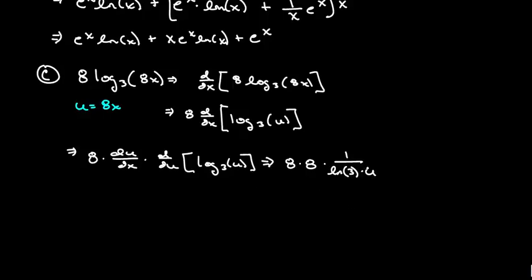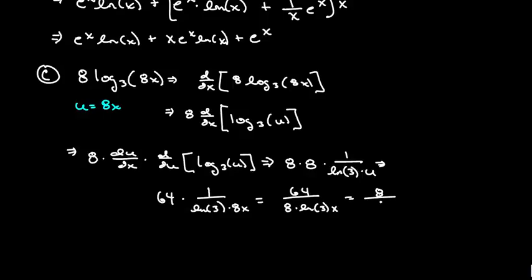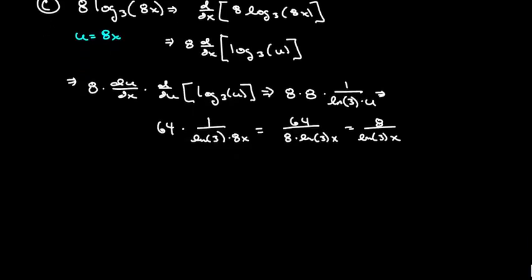Okay, and so this is equal to 64 times 1 over the natural log of 3 times, now u is 8x. So this gives me 64 over 8 times the natural log of 3 times x, which gives me 8 over the natural log of 3 times x, like that. Now that's one approach. The other approach would be to use a change of base formula in here.